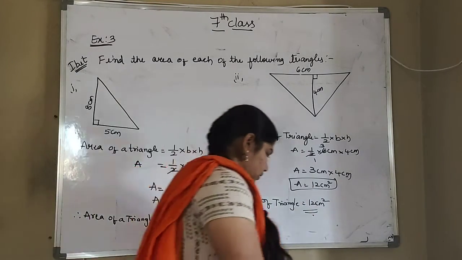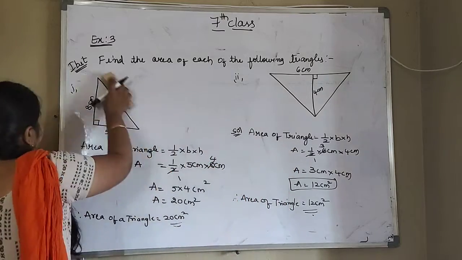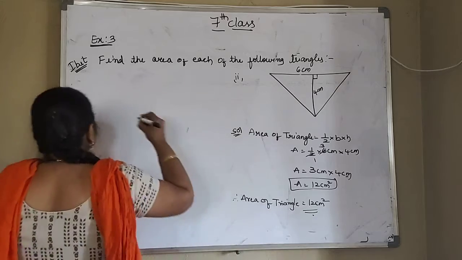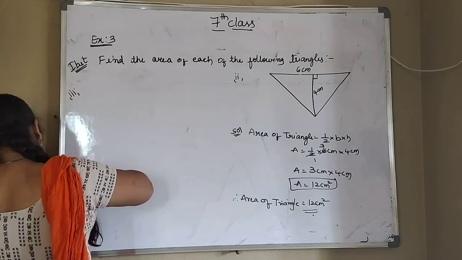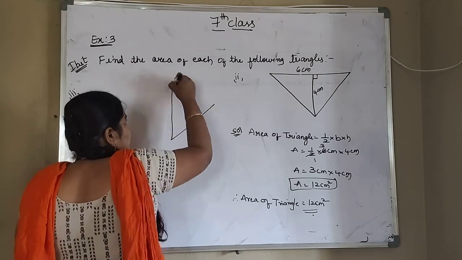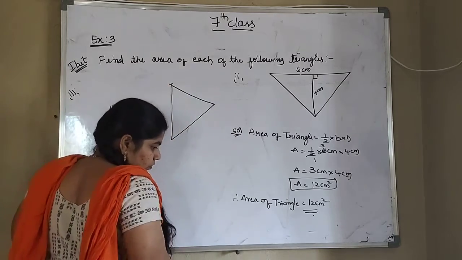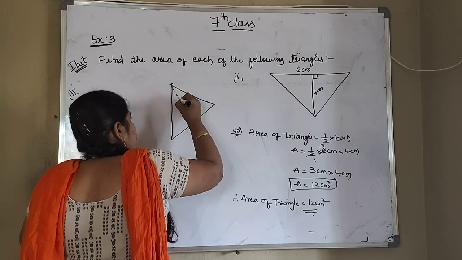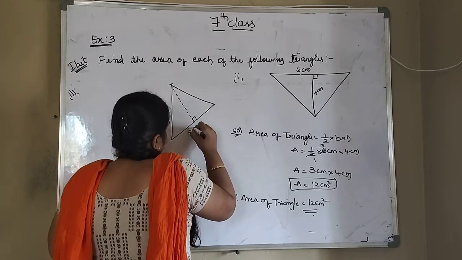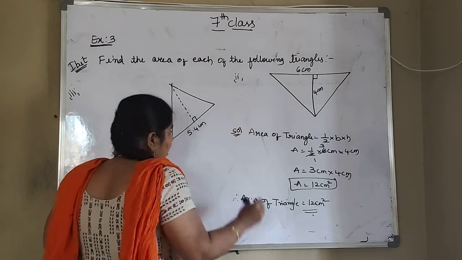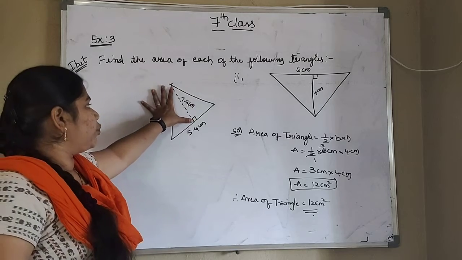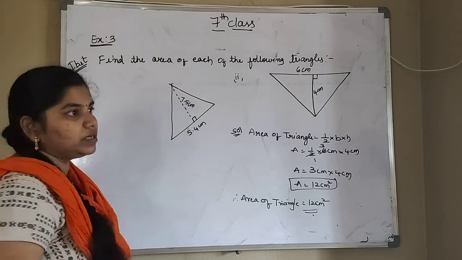Okay, next one is, so what is the next figure? It is in this form. This is a dotted line and here it is forming a perpendicular symbol. So it is 5.4 centimeters and this is 7.5 centimeters. So height value is 7.5 and base value is 5.4 centimeters.